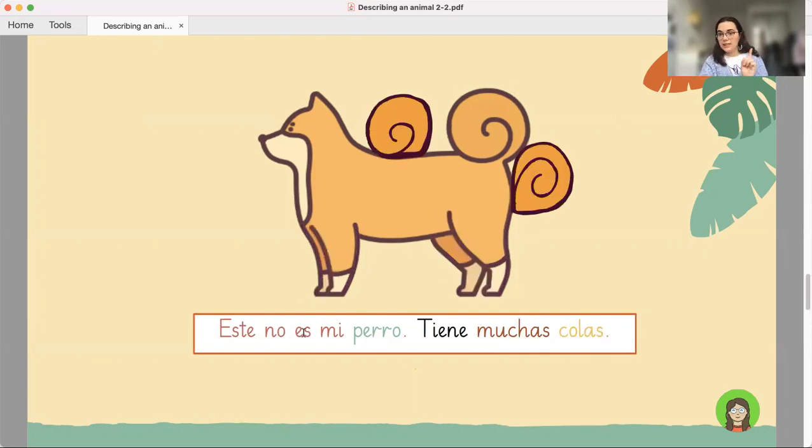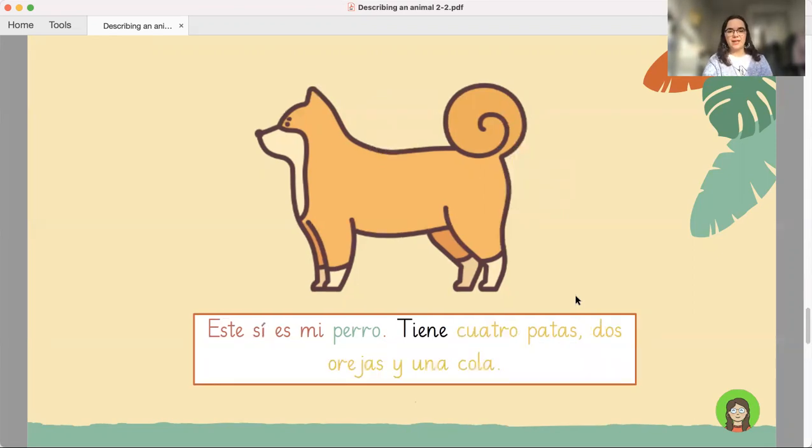Este no es mi perro. This is not my dog. Tiene muchas colas. It has a lot of tails. As you can see, I have drawn 2 more tails, so it's not my dog. Pause the video and do your third animal and write the sentence, please.